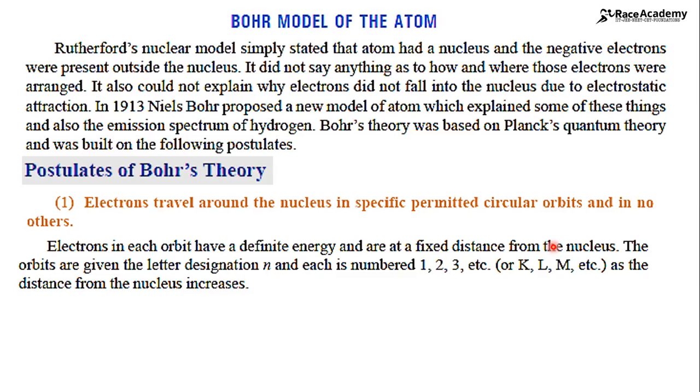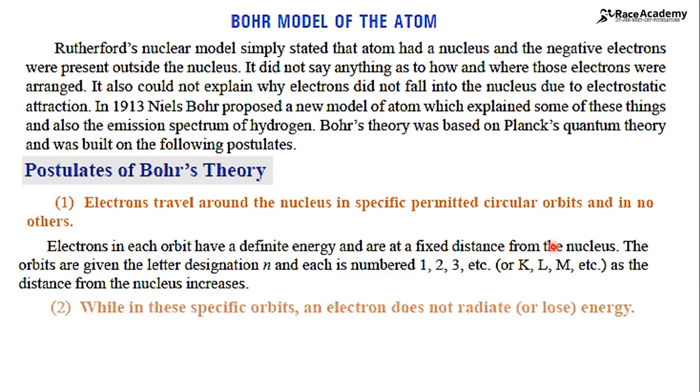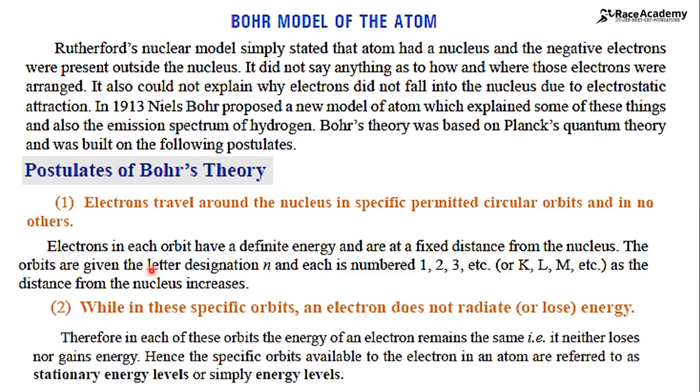The second postulate is that while in these specific orbits, an electron does not radiate or lose energy. That means each of these orbits has energy that remains the same. It neither loses nor gains energy as long as the electron is present in the orbit. Hence, specific orbits available to electrons in an atom are referred to as stationary energy levels, or simply energy levels. That is the second one.